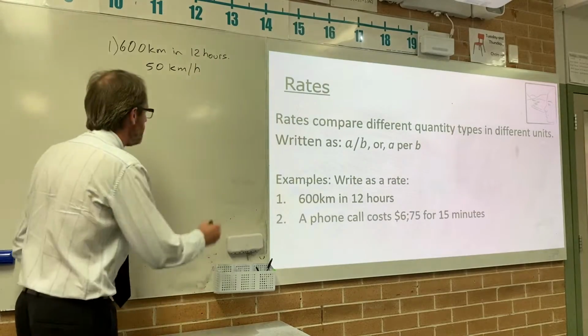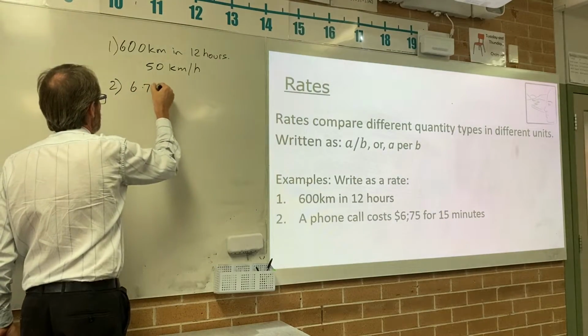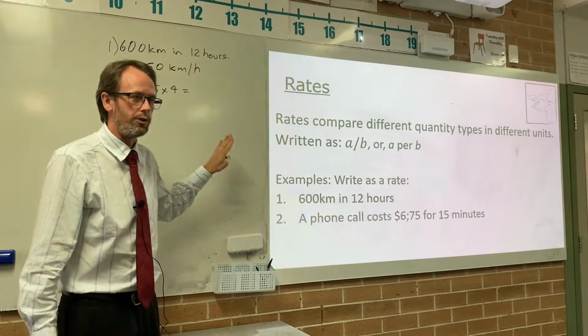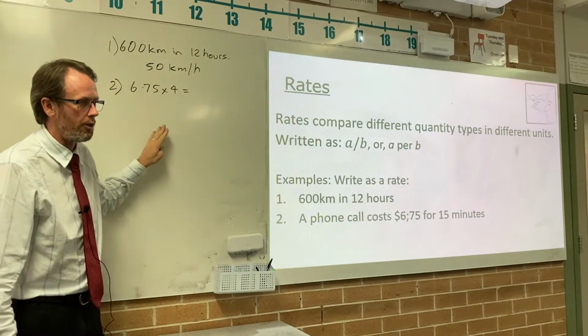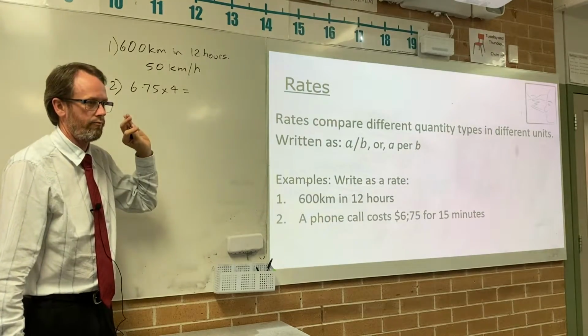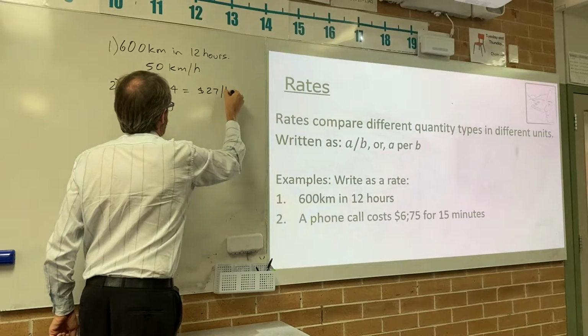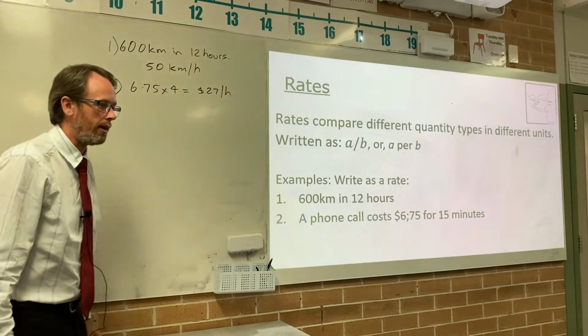So one way we could do it, we could do $6.75 times 4, all right? Has someone got a calculator? $6.75 times 4. Yep. 27. So it's $27 an hour. All right, we can write it like that.